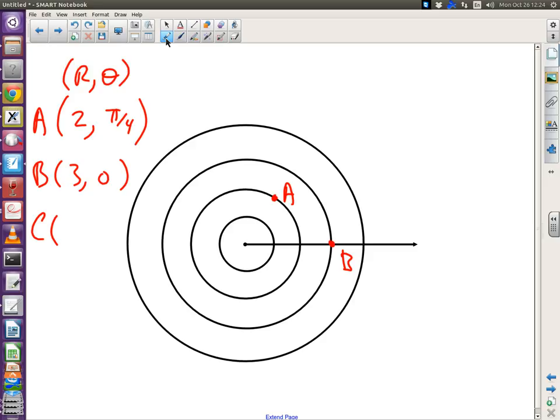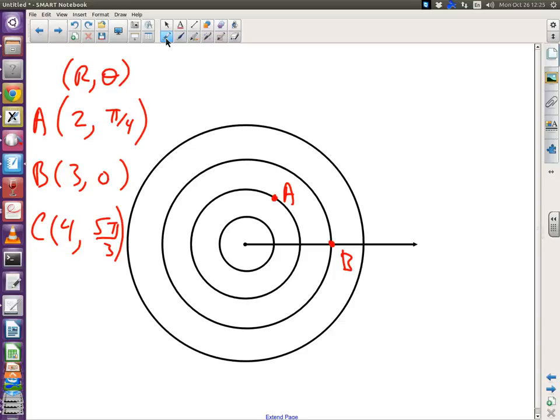How about, what if I said (4, 5 pi over 3)? Where is that? Well, go out 4 units. We could go 5, 6 units, whatever you need. Polar paper would have more circles probably. So go out 4 units from the origin, and then go 5 pi over 3 radians measured counterclockwise. Well, you know what that is, right? Don't you know that's 300 degrees? Because pi is 180. Over 3 is 60 degrees, times 5 is 300 degrees.